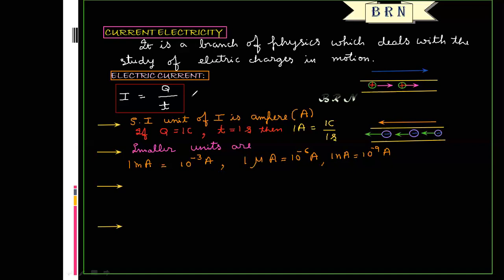Okay, how many electrons flowing through any cross section of a metallic conductor per second will cause a current of 1 ampere? Actually, this question is very important. That can be calculated by using the formula I = Ne/t. Here we have to calculate N. What is given? The current value is 1 ampere, time is 1 second, and e means the charge of an electron.